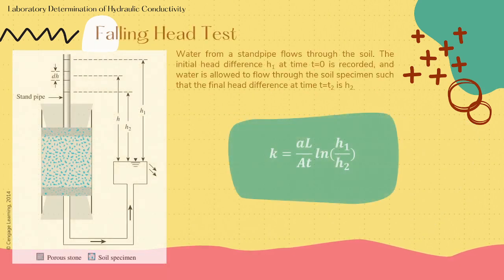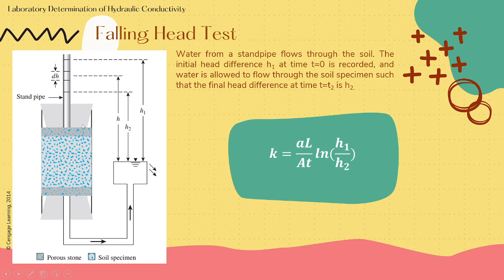So now let's proceed to the falling head test. In this setup, the water from a standpipe is allowed to flow through the soil, and since the head is not made to remain constant, there is a head difference after a certain time. So the initial head is H1 and the final head is H2.